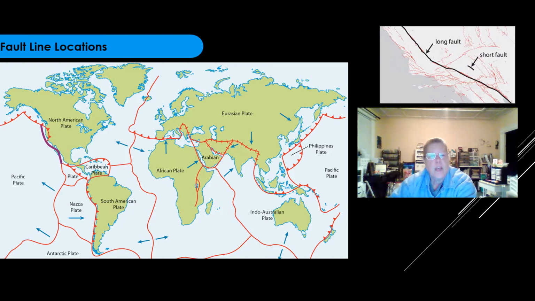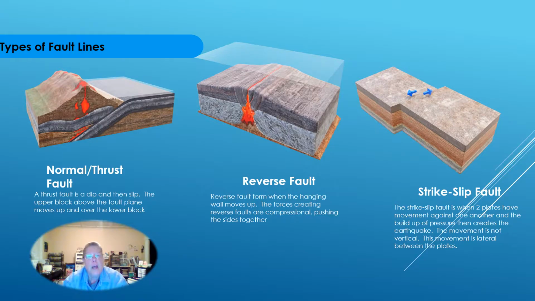world, part of that. I wanted to explain a little bit about the three different types of faults. You've got your normal fault, and then the thrust fault, and a thrust fault is where it dips and the upper block above the fault plane moves up and over the lower block.